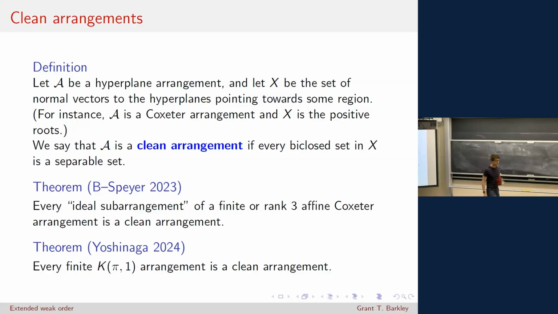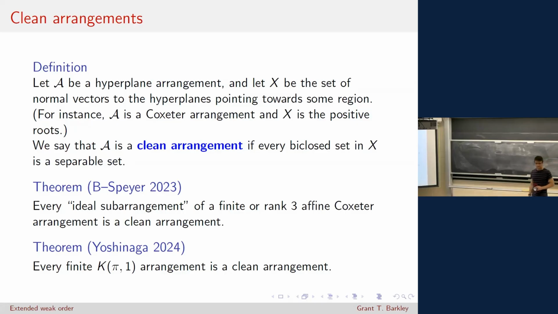Sorry, what's an ideal subarrangement? Yeah, so this is in quotation marks. That just means there's a poset on the roots called the root poset, and it's an order ideal in that poset. Okay. Thank you.